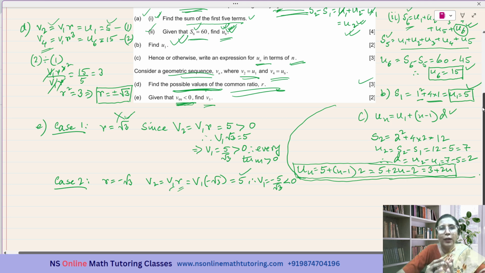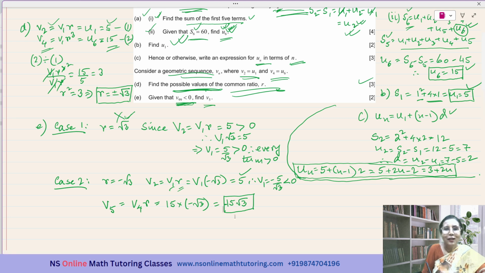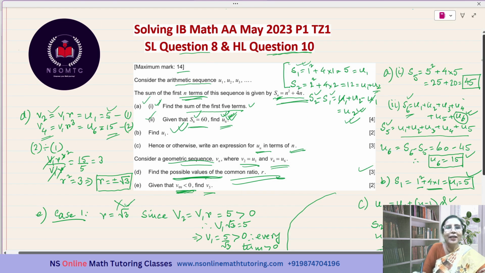So, now that we know which value of R to be taken, we can find the value of V5. V5 should be equal to V4 times R, and V4 is nothing but 15. So, 15 times negative root 3, and it should have a negative sign in front, of course. It is negative 15 root 3. So, students, we have solved this question completely.